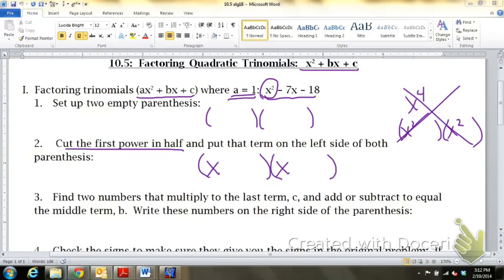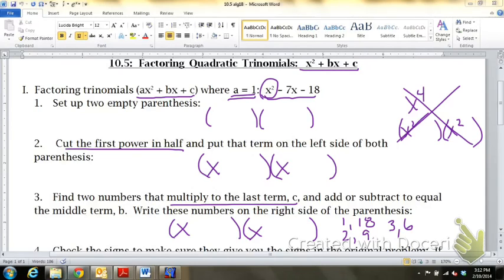Now I want to find two numbers that multiply to give me c. So bring my x's down. What numbers multiply to 18? Well, I've got 1 and 18. I've got 2 and 9. And I've got 3 and 6. Those are all my options to multiply to make 18.